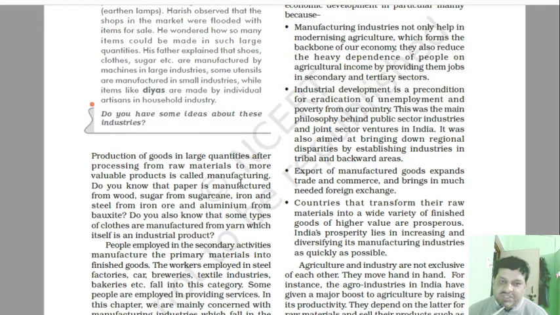Manufacturing industry not only helps in modernizing agriculture, but also makes the population less dependent on agriculture, providing them jobs in secondary and tertiary sector. Industrial development is a precondition for the eradication of unemployment and poverty. Exports of manufactured goods help in earning foreign exchange, and the prosperity of countries depends upon the strength of the country in transforming raw material into manufactured goods.